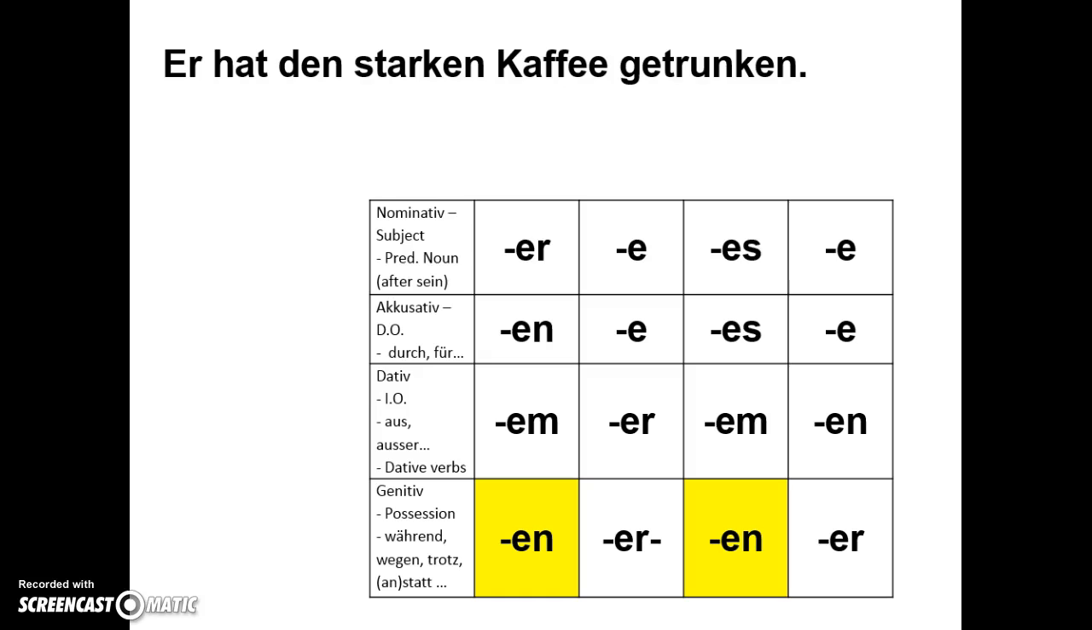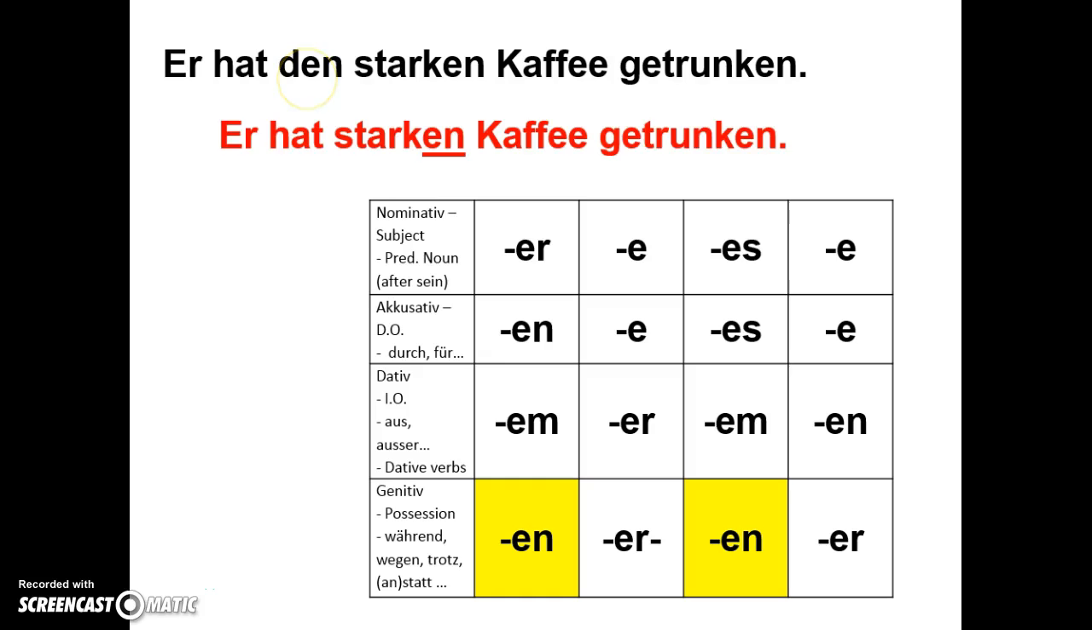In this sentence, Kaffee is not the subject. I know that because it says den. Er hat den starken Kaffee getrunken. And in this sentence, if I take away the den and just say he drank strong coffee, the word stark has to look like a den word. So I would simply say er hat starken Kaffee getrunken. All right?